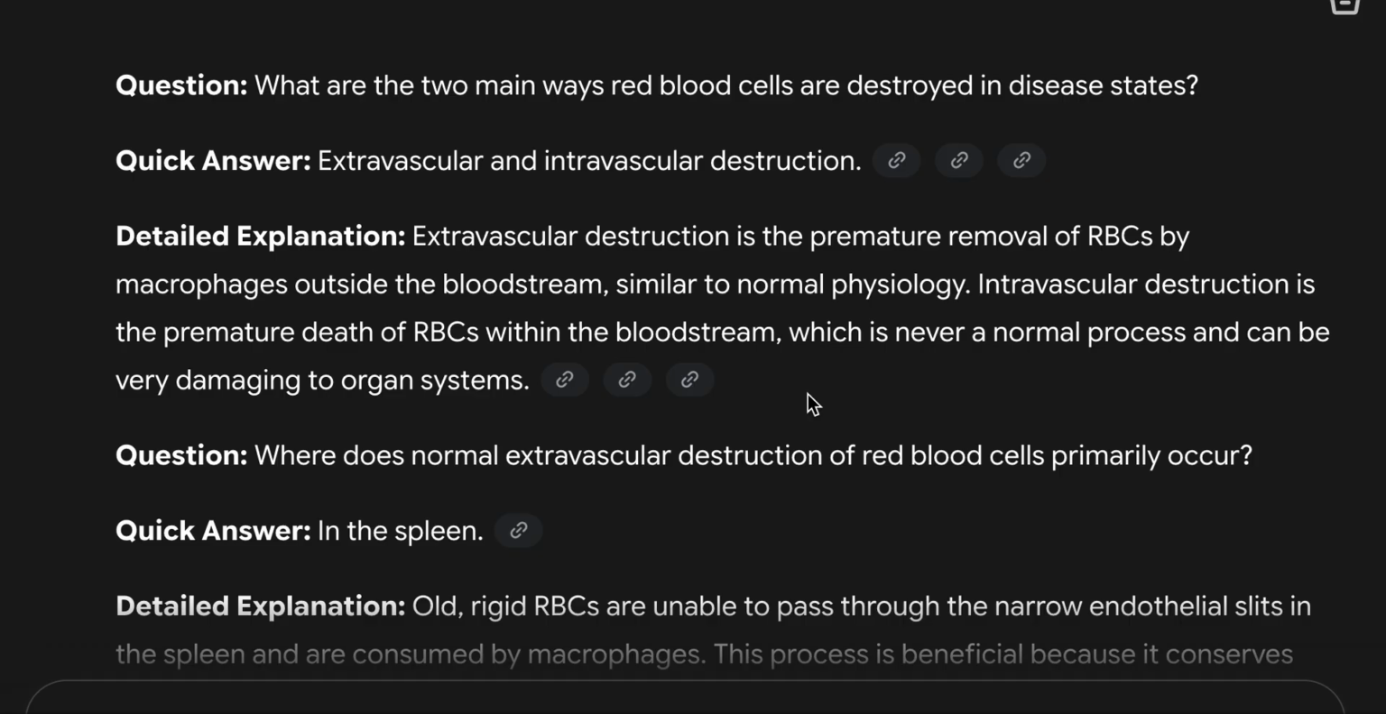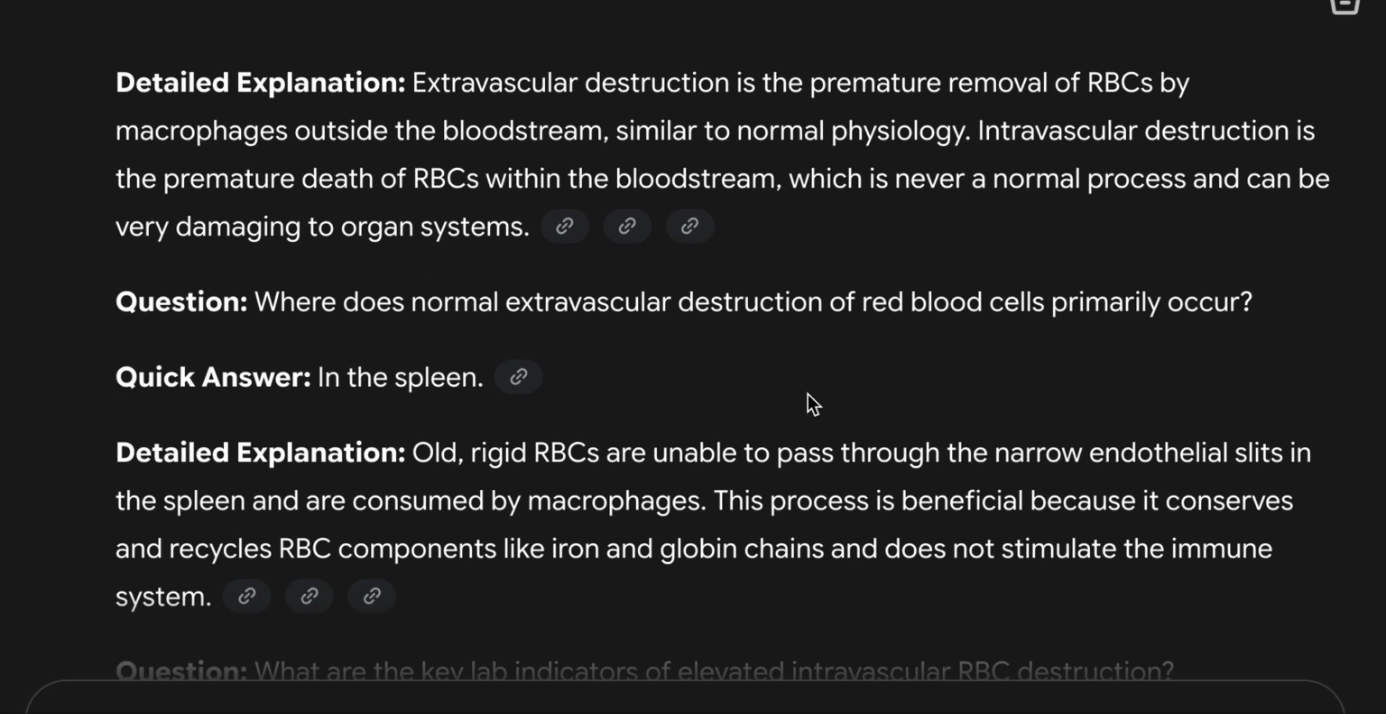Extravascular and intravascular destruction. Extravascular destruction is the premature removal of red blood cells by macrophages outside the bloodstream, similar to normal physiology. So remember, extravascular destruction is normal. Intravascular destruction is the premature death of red blood cells within the bloodstream, which is never a normal process and can be very damaging to the organ system because it's releasing the hemoglobin just freely into the blood.